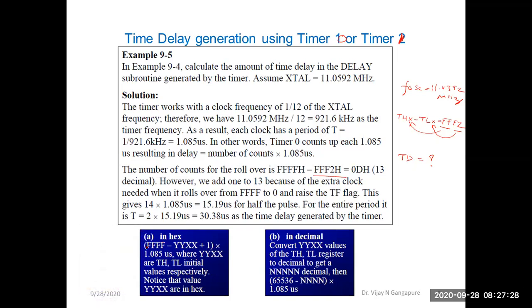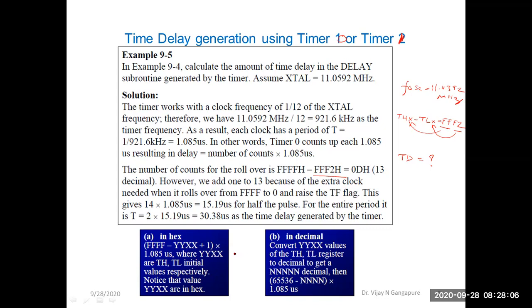So here is the formula given in hex: F minus XX plus 1, multiplied by 1.085 microsecond. Here F is the maximum value, and XX is the value in hex loaded into the timer register, that is the TH and TL registers. Plus 1, because one more pulse is required to roll over the count from all ones to all zeros, and multiplied by 1.085 microsecond, which is the time period of the timer clock frequency, equal to F oscillator divided by 12.